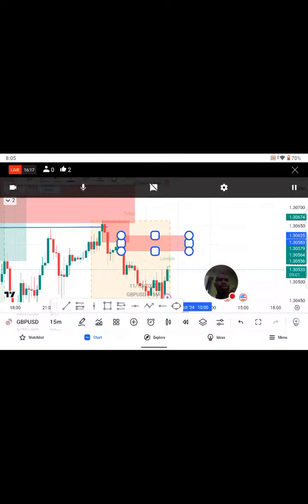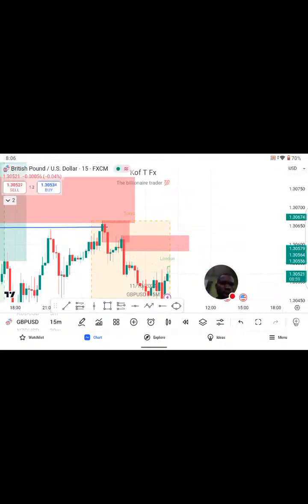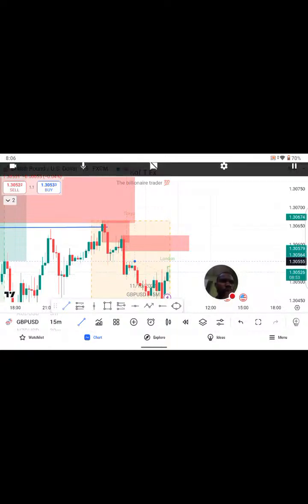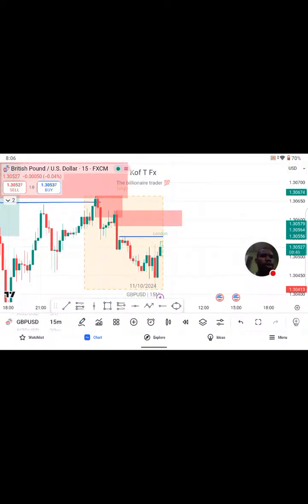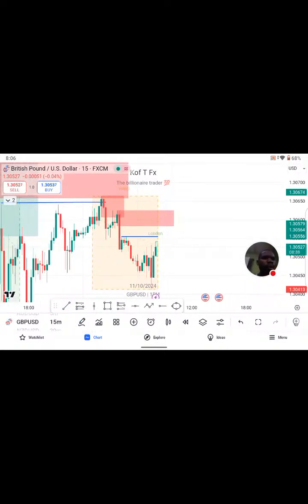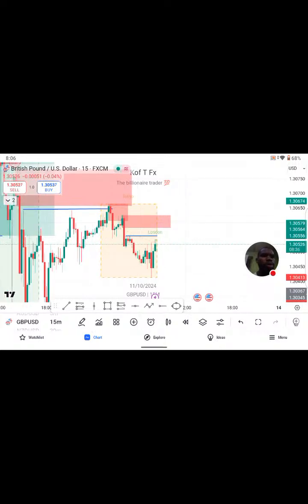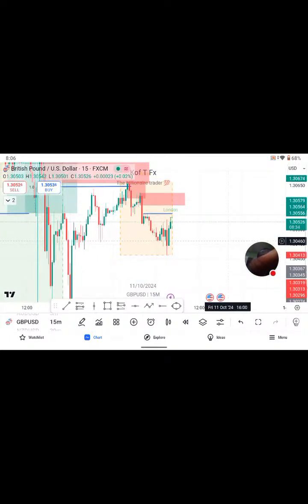That's still a fresh zone, and we have an inducement before it. This high will be taken out. After being taken out, then we expect a mitigation of that zone. I expect a mitigation of that zone and sell off.